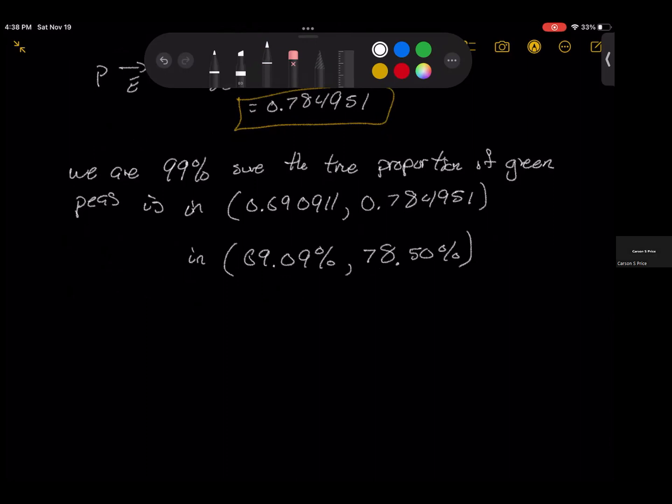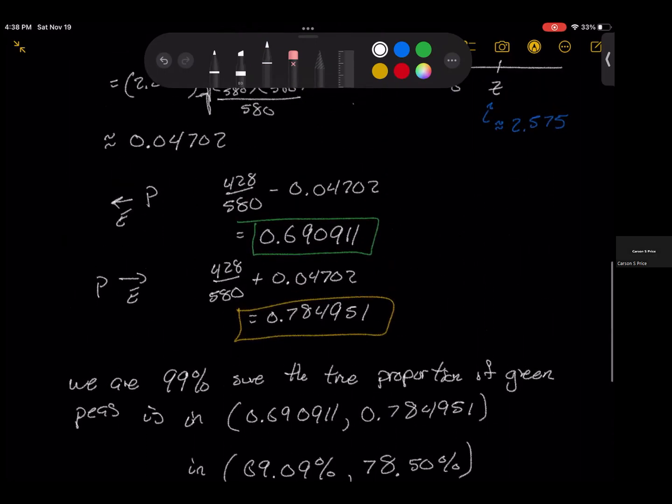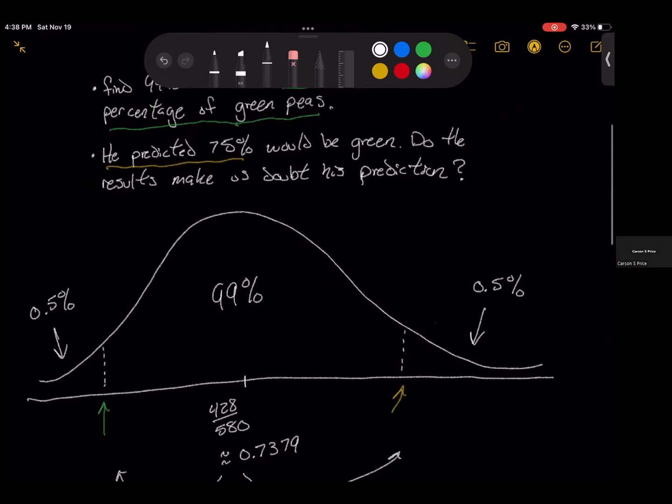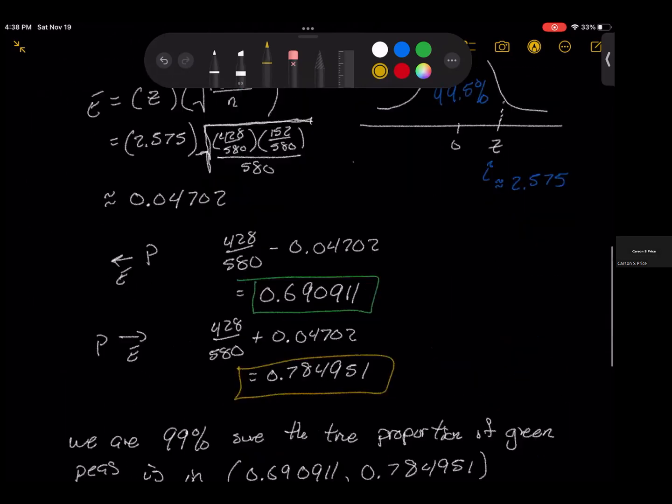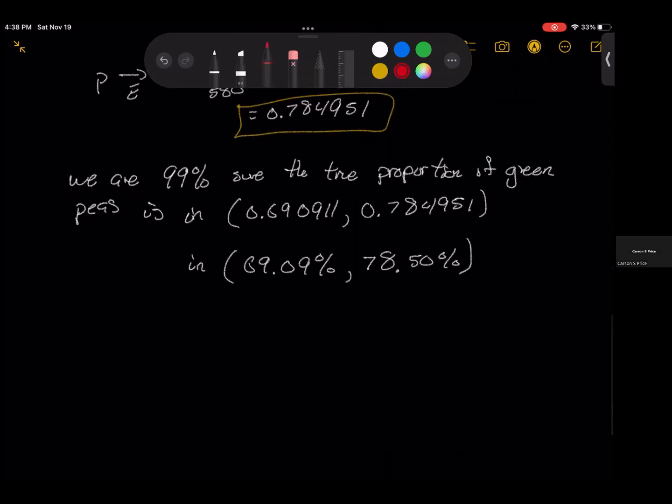All right, so that is the confidence interval. And now we can address his claim. So if he predicted that 75% would be green, do the results make sense? Well, yes. Right? He said that 75% should be green, and 75 is right in that interval. So if we're 99% sure that the true proportion is somewhere in here, and he suggested that it should be 75, then everything checks out. All right. Hope you found this helpful.